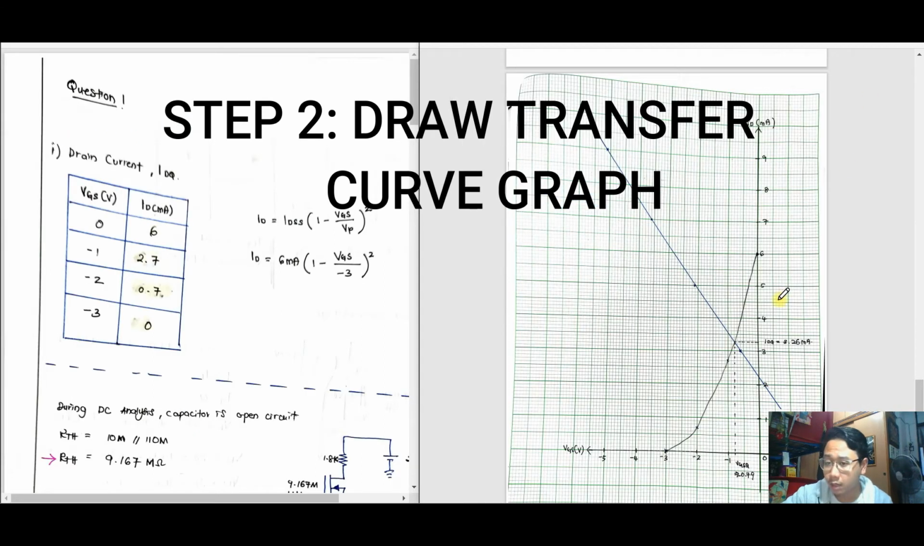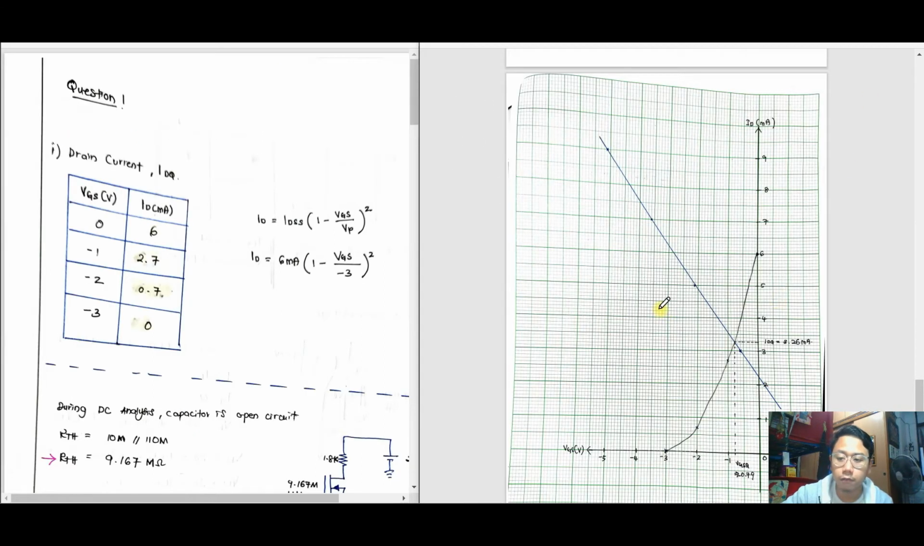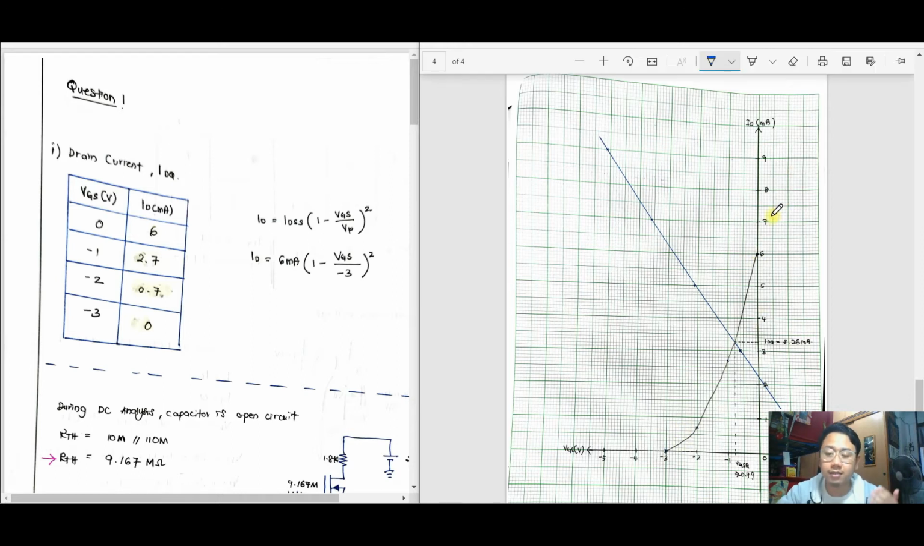So this is the graph that we plot from the values obtained in the transfer curve table. From this table, just draw one transfer curve graph like this. The transfer curve graph will be ID versus VGS. After plotting the graph, just connect all the plots and we will obtain this curve. So after step 2, which is drawing the transfer curve graph, let's go to step 3.